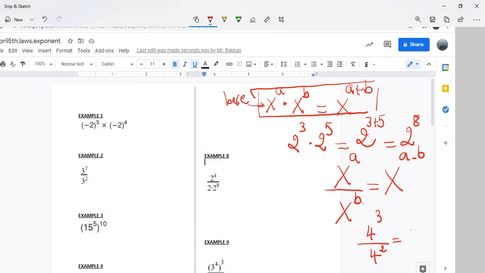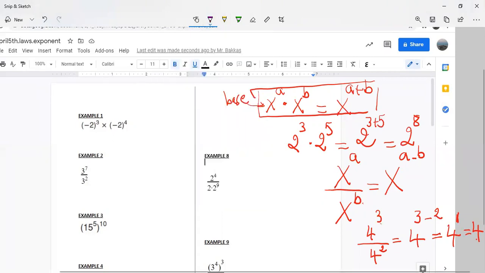the rule says it's 4, the top exponent minus the bottom exponent, and that's 4 to the 3 minus 2, which is 4 to the 1, and 4 to the 1 is just 4, okay? So that's the quotient rule.